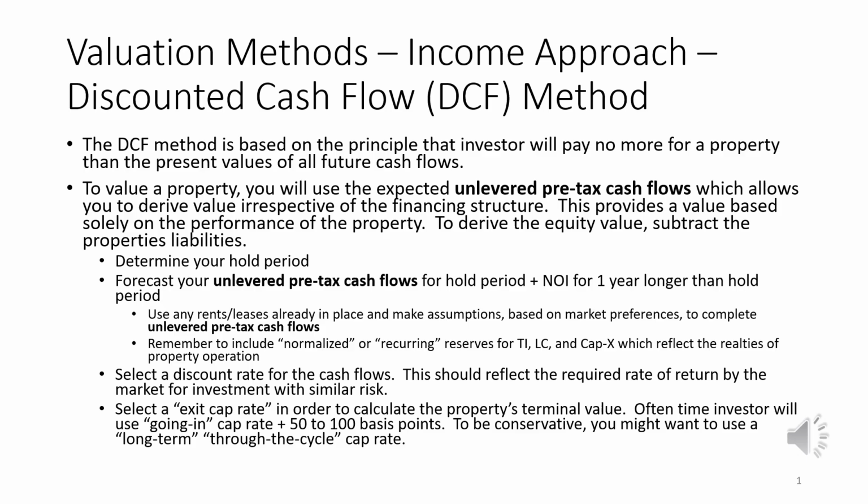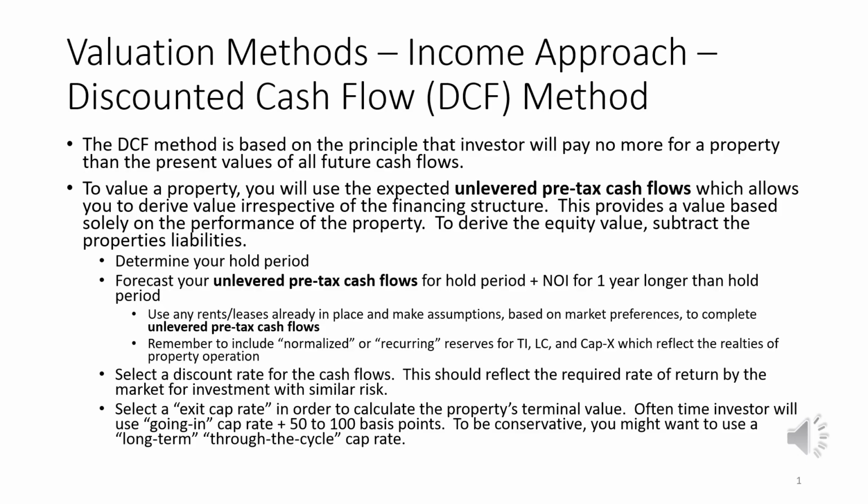So to do this, the first step is we need to determine what our hold period is. Once we've determined our hold period, then we are going to pro forma or forecast unlevered pre-tax cash flows for that time period, plus the NOI for one period past our hold period. So if our hold period was 5 years, we would calculate pro forma unlevered pre-tax cash flows for those 5 years, and then we would go one period further and project what the NOI is for that 6th period.